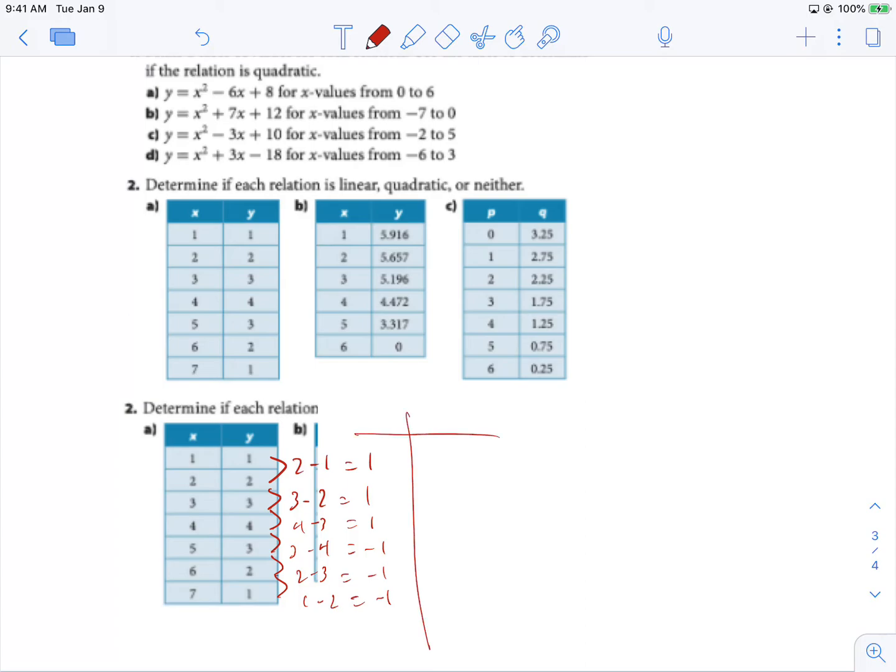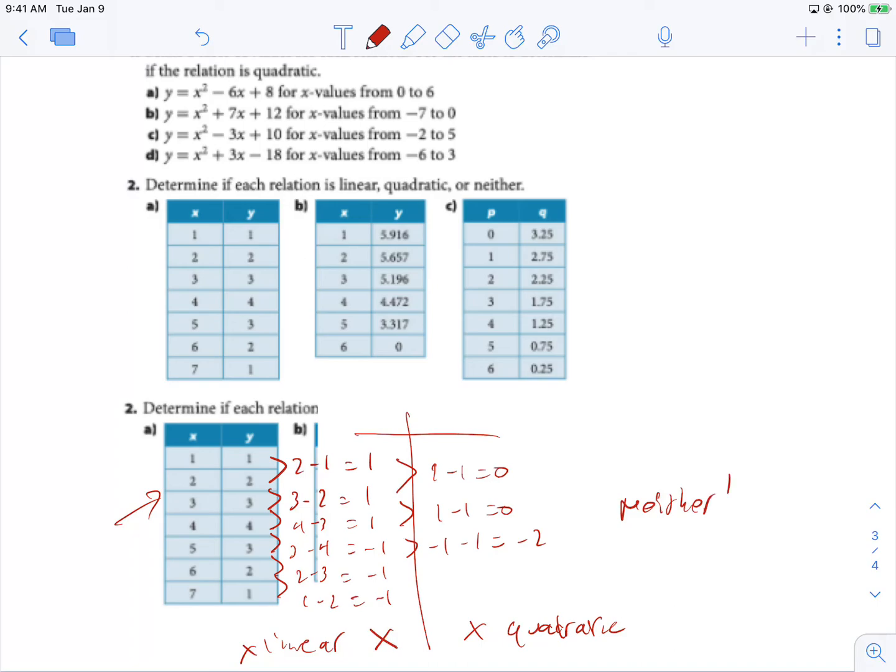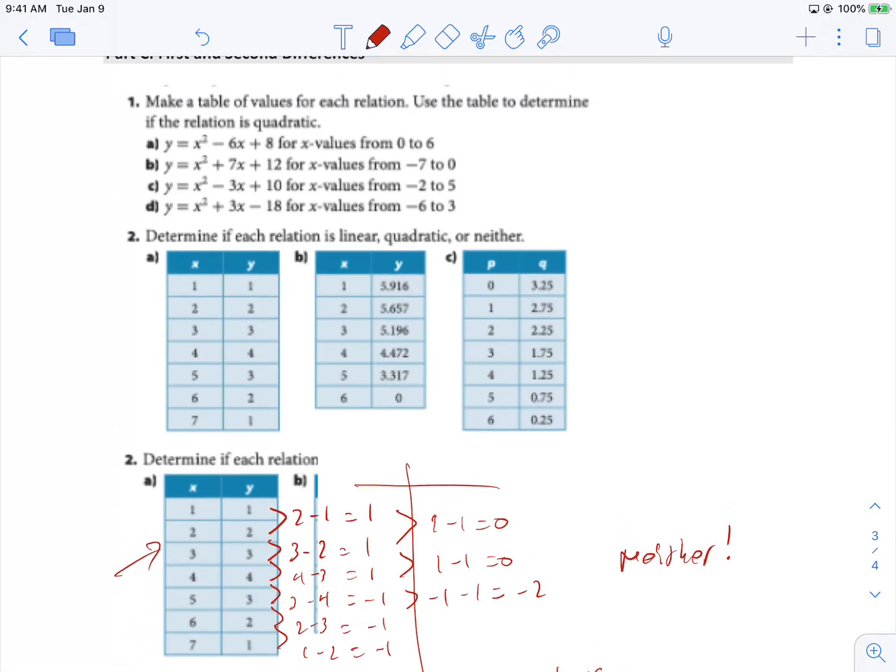So now we're going to take these numbers and subtract them. 1 minus 1, 0. 1 minus 1, 0. Negative 1 minus 1 equals negative 2. So we're already in a situation here. This graph tells us a whole lot. We know that the first differences were not equal, which means it is not linear. The second differences are not equal, which means it's not quadratic or a parabola. This graph would be neither. So we can do that to any graph at all, and we could figure it out.